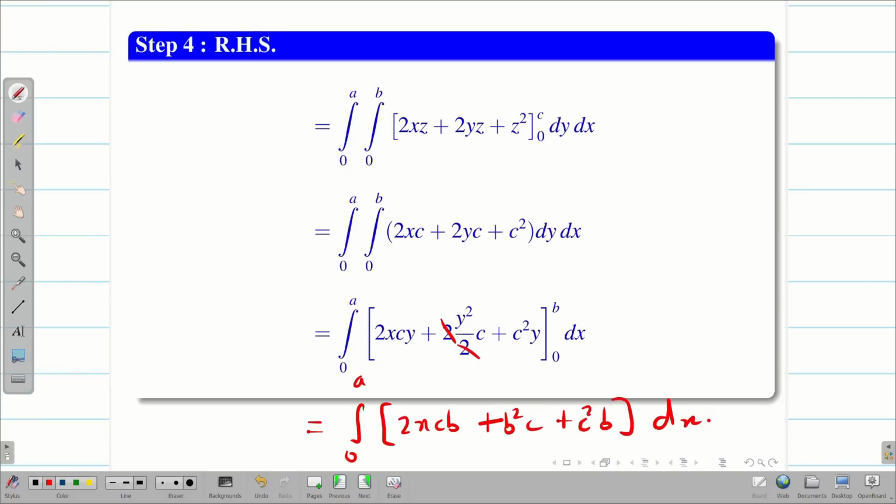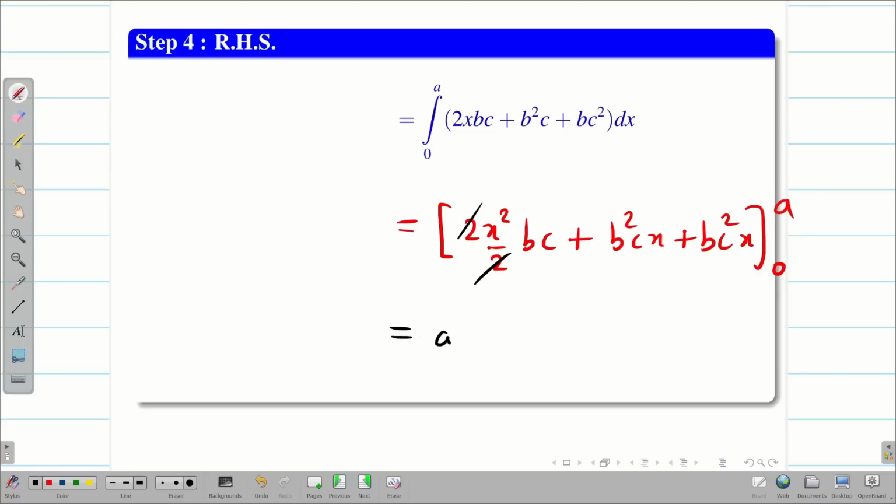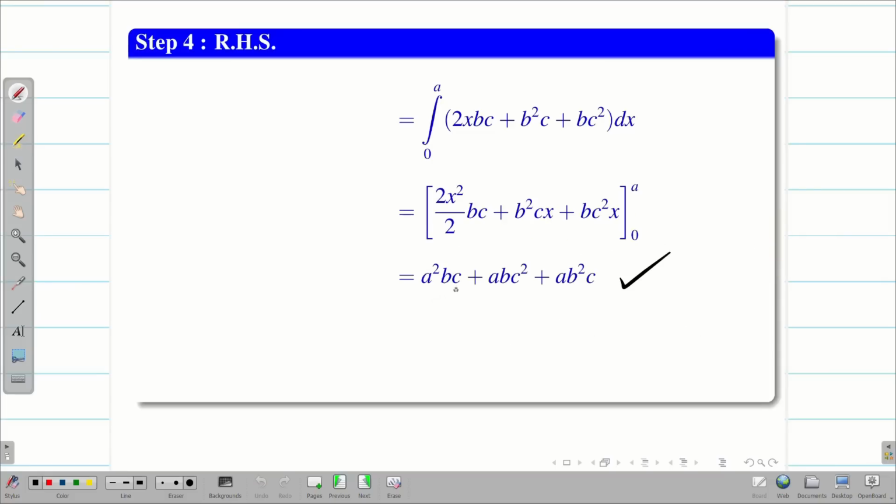Next, we have to integrate this with respect to x. While we integrate with respect to x, we'll be getting 2x square by 2 bc plus b square cx plus bc square x, from 0 to a. Substituting the limits, we'll be getting a square bc, b square ca, bc square a. Rewriting this, we have a square bc plus abc square plus ab square c. So I can take abc in common. We'll be getting abc into a plus b plus c. This is my RHS. Now we are going to do calculations for LHS.